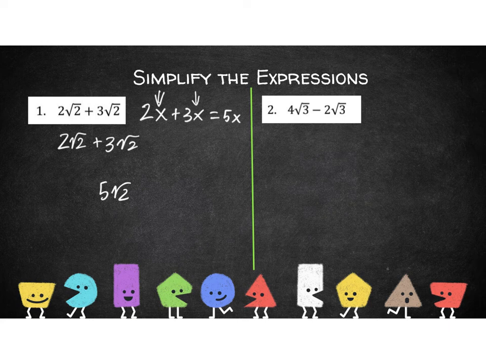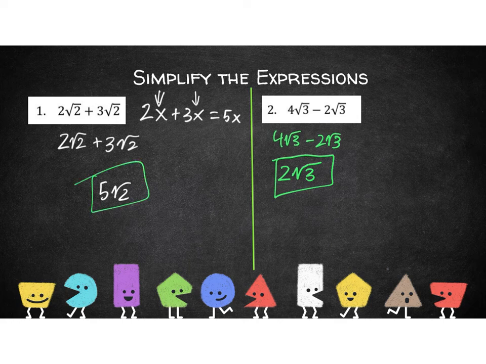Now let's look at this problem. Over here we have 4 square root 3 minus 2 square root 3. And notice both of them have the square root of 3, which is the same term, so we can subtract. 4 minus 2 is just 2 square root 3. That is our final answer for both of those.